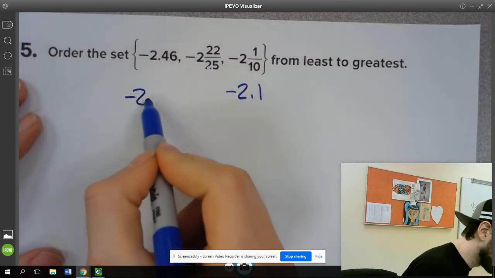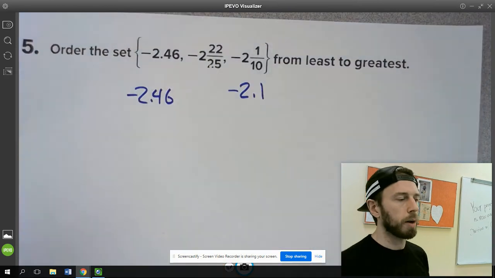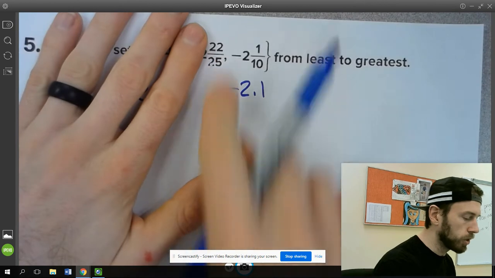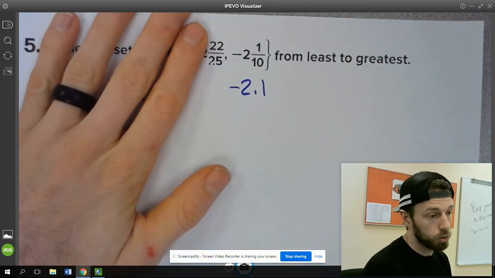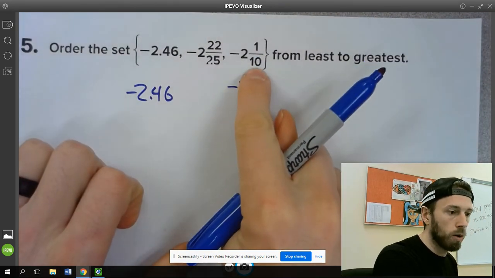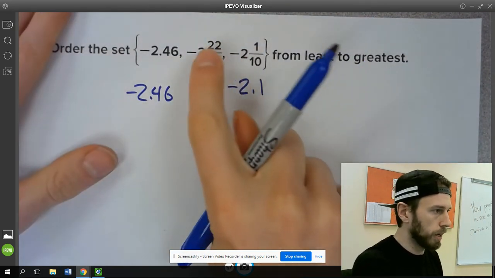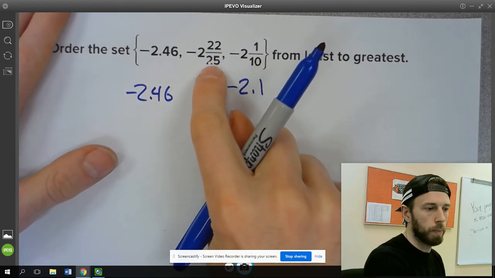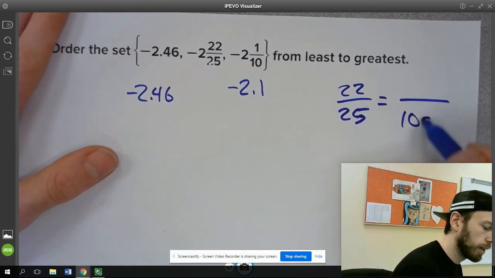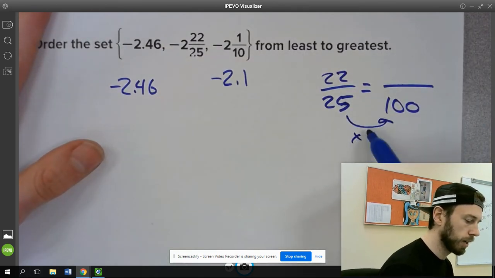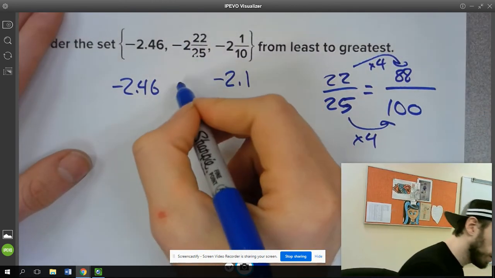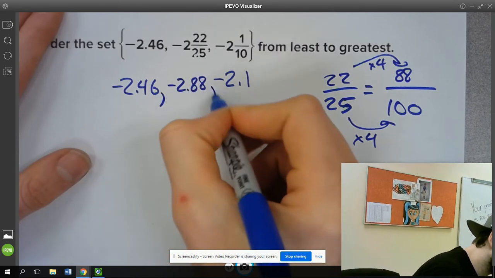So we've got these two taken care of. This is negative 2.46. That's already a decimal. Now, this one I got to worry about. I want to turn it into a decimal. You can divide 22 by 25 to figure out the decimal. Or a great way to turn them, like I just said, is if that denominator is a power of 10, then you already know what your decimal is going to be. So I'm actually going to do that because 25 can be turned into a power of 10 really easily. Watch this. 22 over 25. I can turn that denominator to 100 real quickly, just times 4. And if I times 4 on the top, that's 88. So I know that this one right here is negative 2.88.